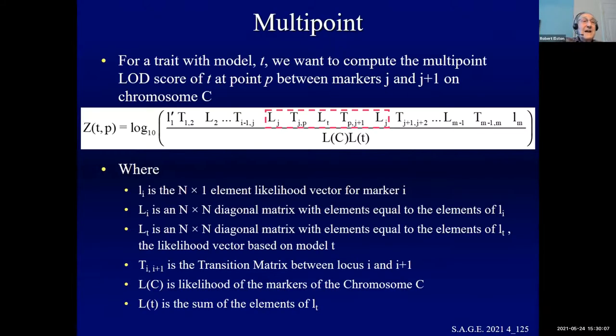Now, okay, so that is that. I don't know if there are any questions about that, but that's what it boils down to. And we've seen this kind of thing before. We're going along and using all the data at every marker to talk about what the likelihood of this trait is with this model at a particular point P. All right, any questions before we go on to association analysis? We're going like a house on fire, I can see this. All right.